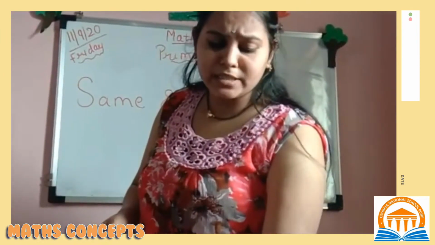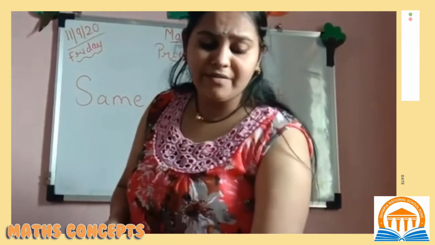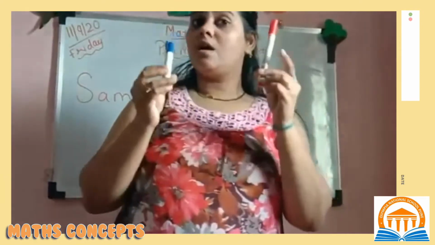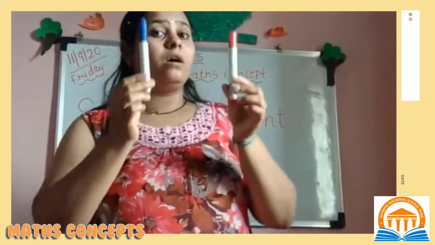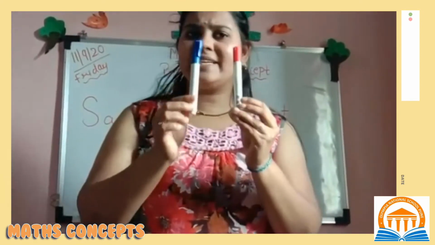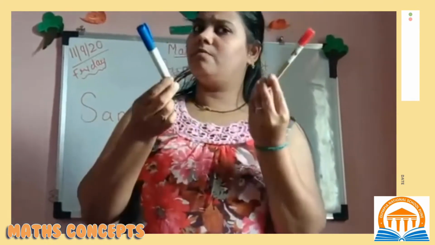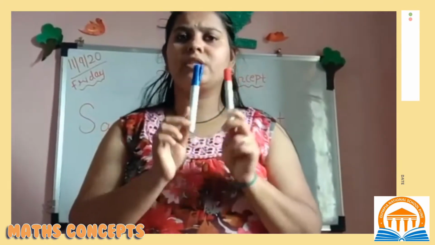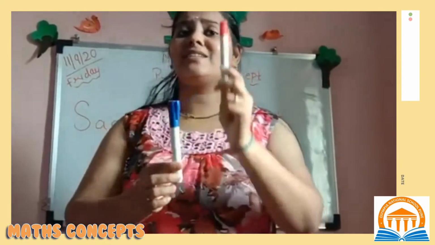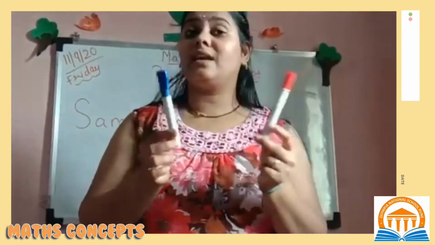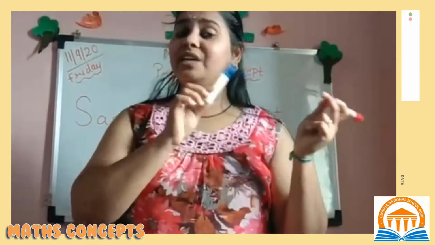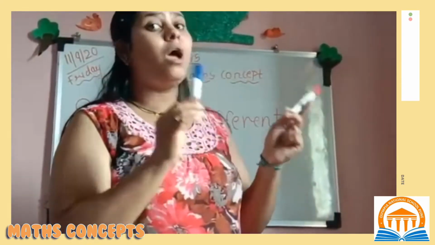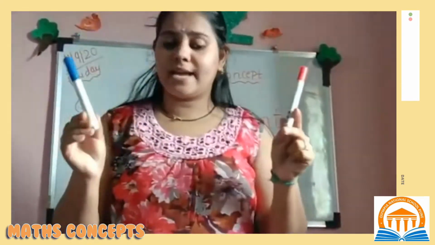Now here you can see I am having these two pens, right? White marker pen. Are they same? Both I can write on the board with the help of this. But this is blue color and this is red color. So both are not same. We can write with the help of this on the board, but they are not same.